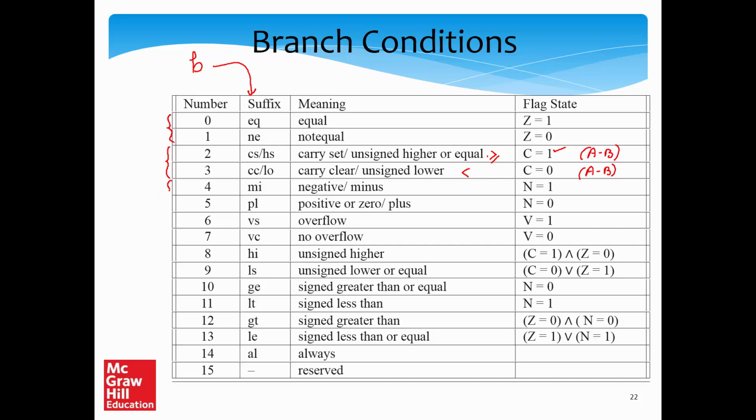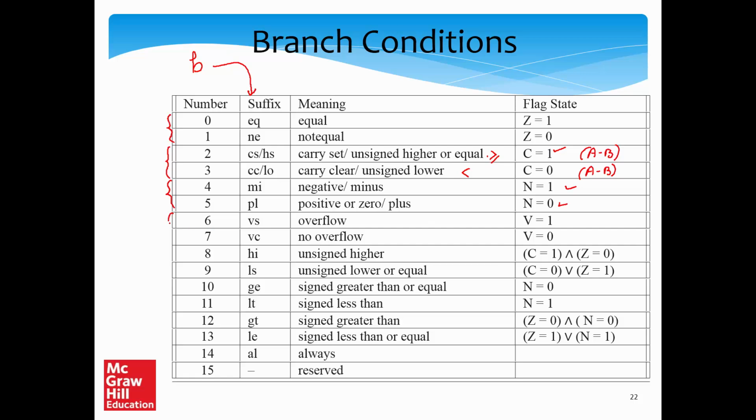So there is another pair of conditions, MI and PL. When we subtracted, the last result that came had a minus sign. In this case, the negative bit would be set to 1. This essentially says that the last result that the flag-setting instruction considered had a minus sign, and so the MI suffix condition would be true. The opposite of MI is PL, which is positive or 0, so the condition is exactly opposite.